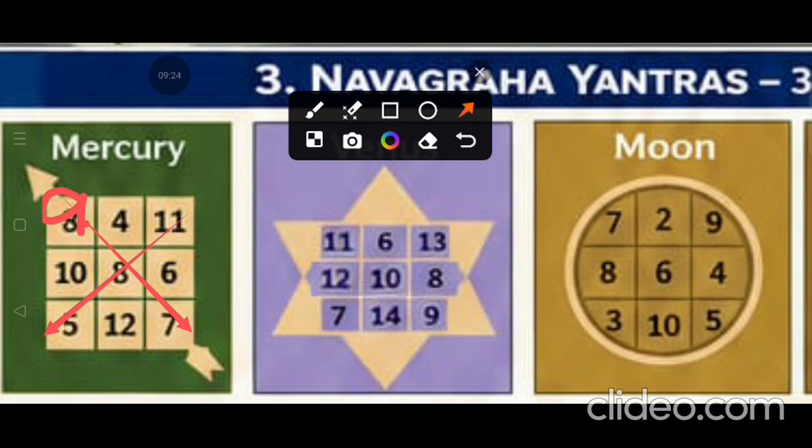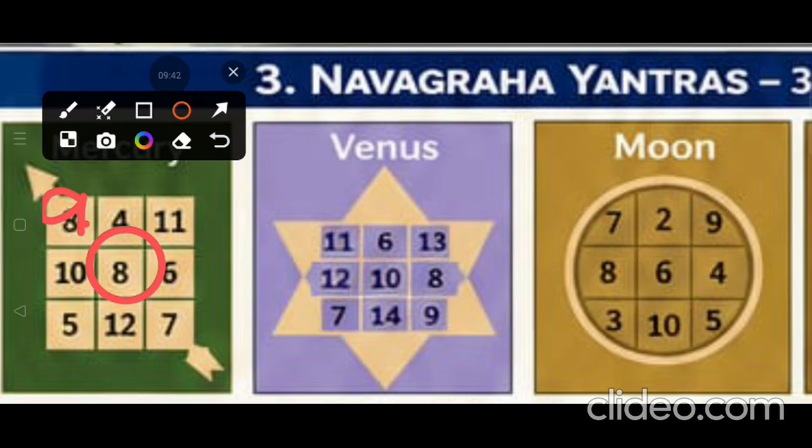So this magic sum is 3 times the middle number. The middle number here is 8. So 8 3s are 24. So each row, each column, each diagonal has the sum 24.